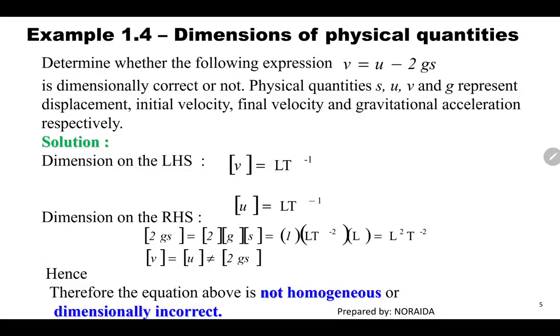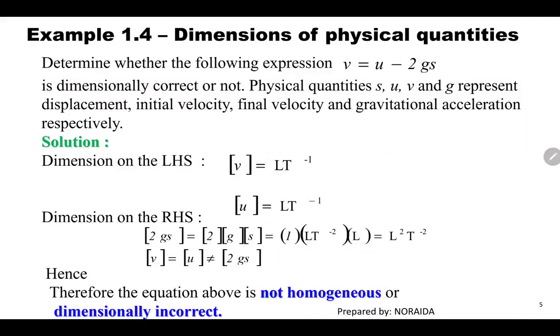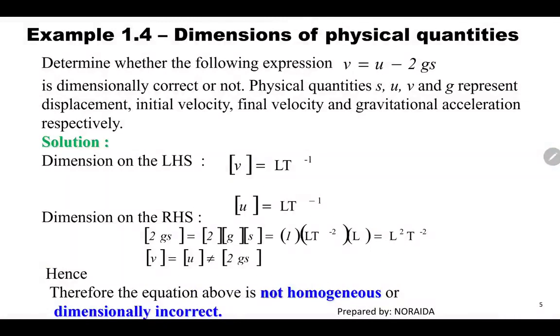Dimension of G is LT to the power of -2. Dimension of S is capital L. Therefore, dimension of 2GS is equal to L squared T to the power of -2. Dimension of V is equal to dimension of U, but is not equal to dimension of 2GS. Therefore, the equation above is not homogeneous or dimensionally incorrect.